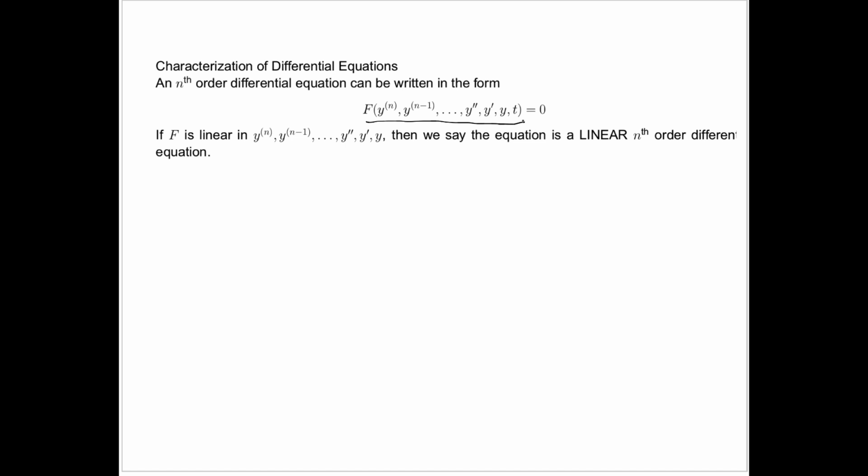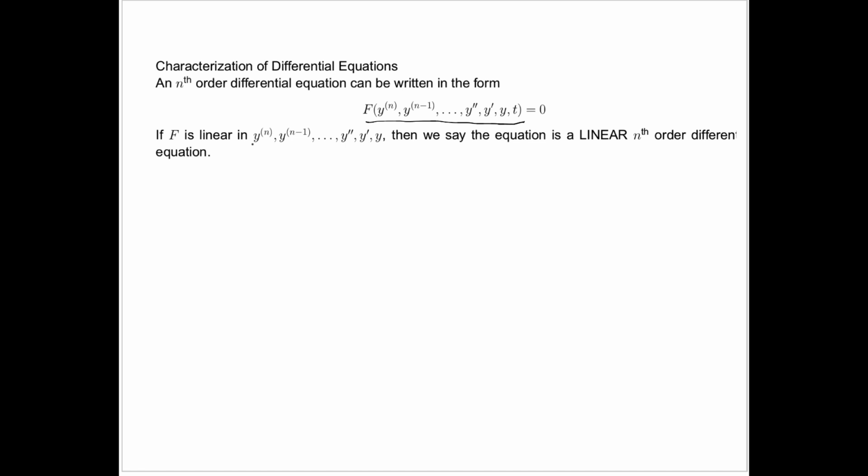We can write that if we put all the formulas entirely on the left side of the equation, zeroing out the right side. You just move anything from the right side over to the left side, and you'll get some formula involving all of these things equal to 0. We'll call that a function of the nth derivative, the n minus first derivative, up to the first derivative, the original function, and our independent variable t. So that's a standard form for an nth order differential equation.